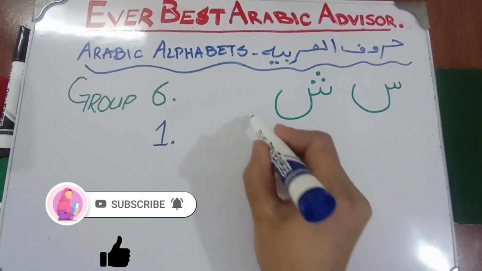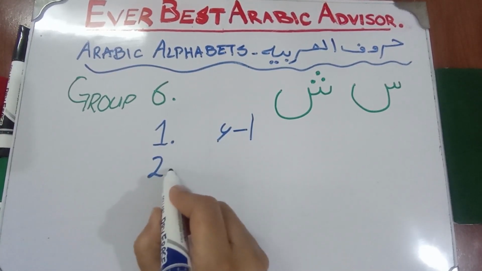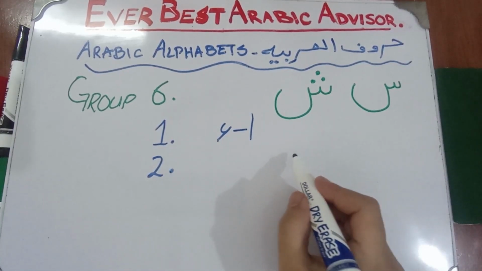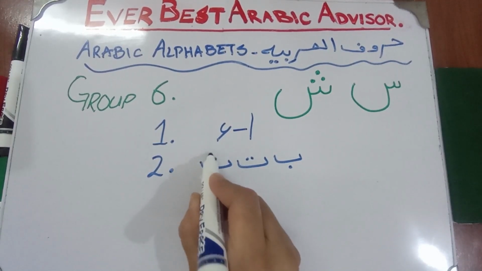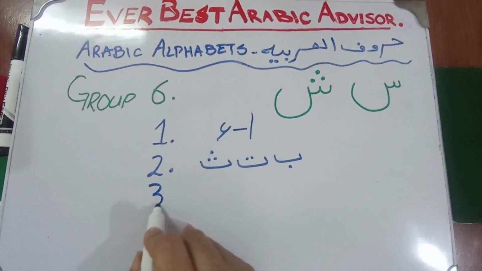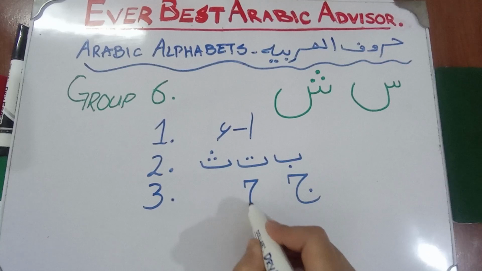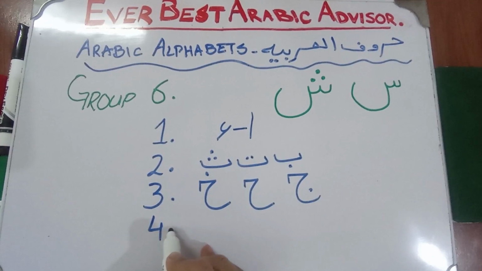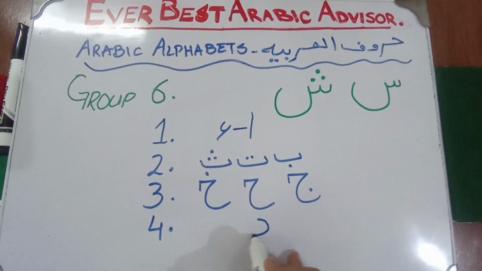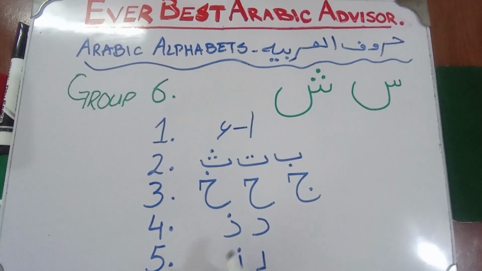In lesson number 1 we learned 2 letters, Alif and Hamza. In lesson number 2, the group number 2, we learned the next 3 letters, Ba, Ta and Sa. In group number 3, we learned the next 3 letters, Jim, Ha and Kha. In group number 4, we learned 2 letters, Dal and Zal. And group number 5, we learned the next 2 letters, Ra and Za.